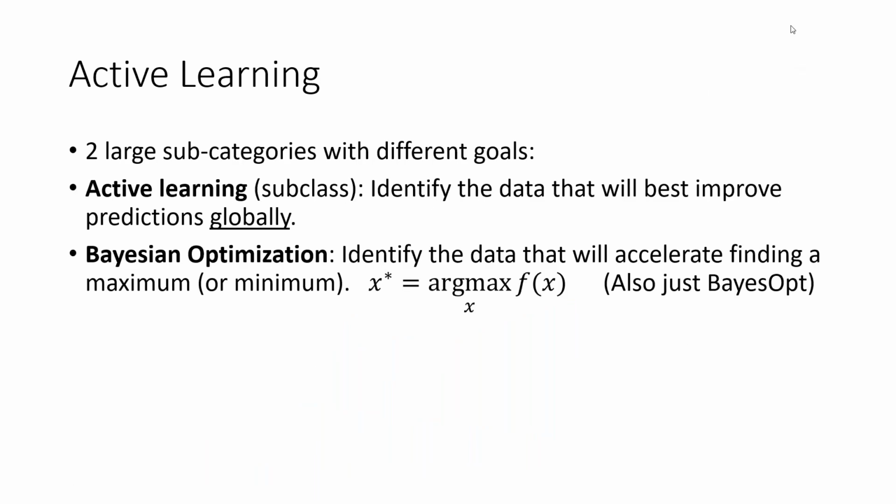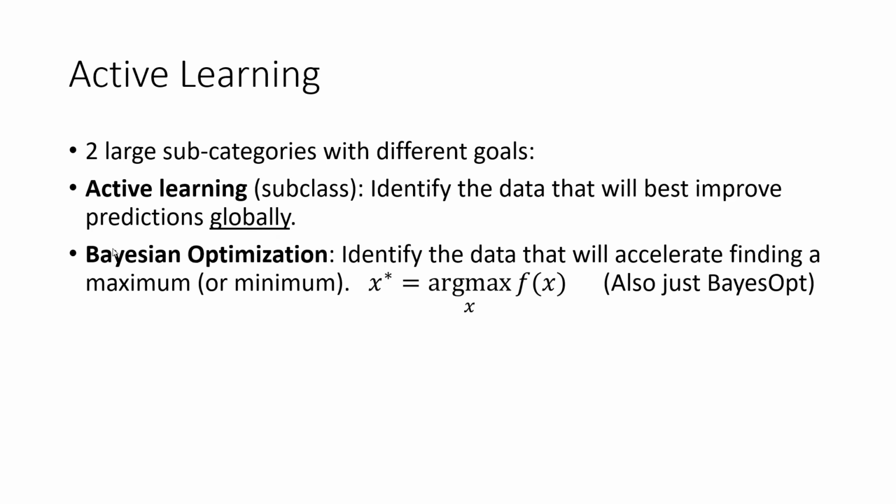So there are two large subsections of active learning. One is unfortunately also called active learning. So this is a subclass of the larger class called active learning. This subclass is focused on identifying which data point is most useful to get global knowledge of the challenge that you're looking at.